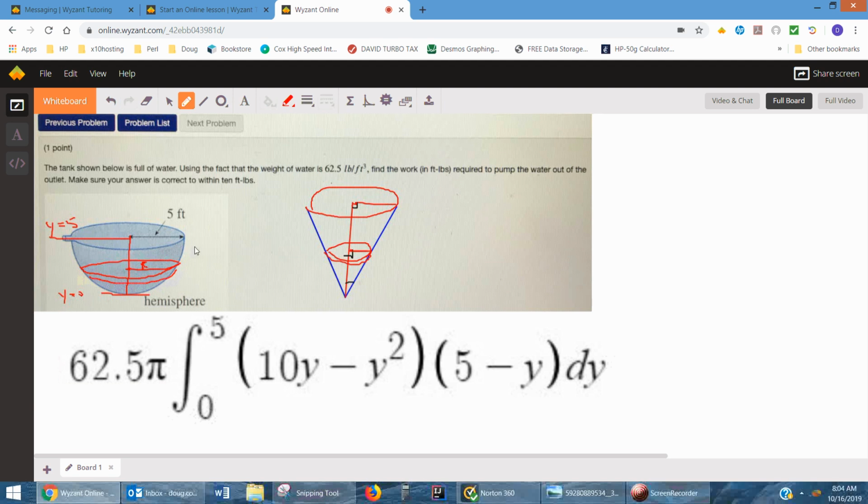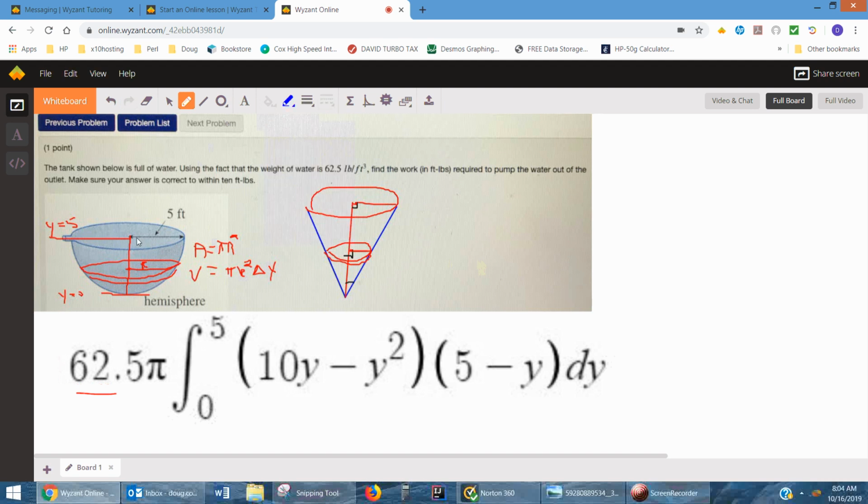So the area of that small slice is pi times R squared, obviously. And then the volume will be pi R squared times delta y. And the force involved will be multiplying that by 62.5. Okay, so how do we solve for R? That's the question.